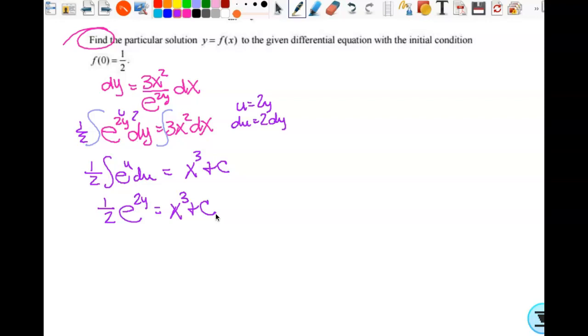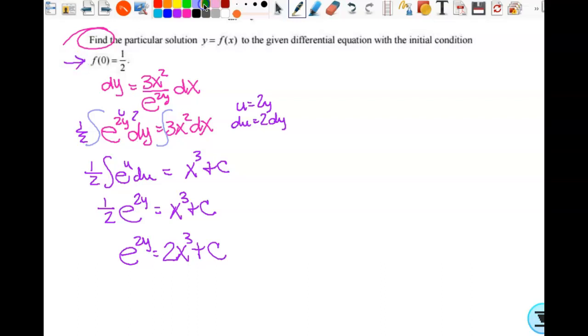So do you want to leave it, or do you want to go ahead and multiply both sides by 2? Let's multiply, so we can get rid of the fraction, right? So when we do that, we get e to the 2y equals 2x cubed plus c, not plus 2c, right? Plus c, because c is still a constant, and it can be different depending on when we solve for it, okay? We good?